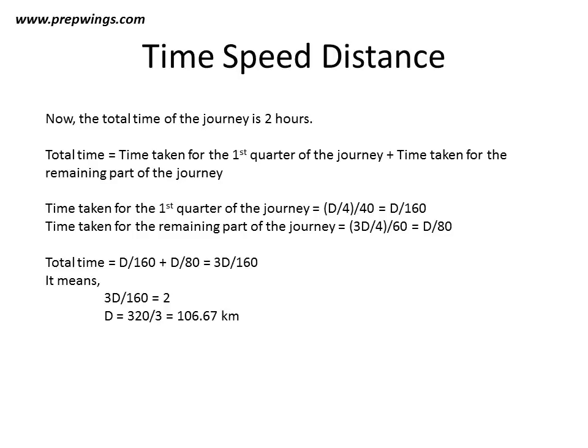And the total time is given as 2. So 3D upon 160 is equal to 2. So D equal to 320 by 3, which is 106.67 kilometer. Thus, distance between man's house and his office is 106.67 kilometer.